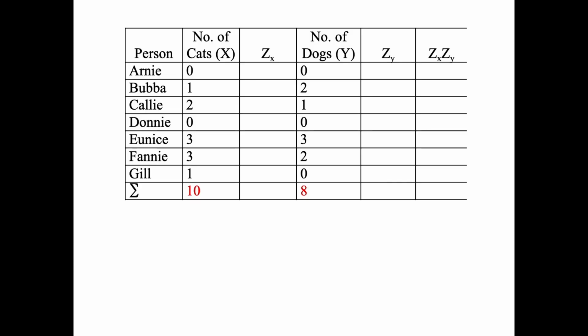So in order to convert these things to z-scores, we're going to need to know the mean for the x and the mean for the y. So what's the mean number of cats that are owned and the mean number of dogs? I went ahead and took the sum of the x's, and it turned out to be 10, divided by the n, which was 7. So the mean of the cats is 1.43. The mean of the dogs is 8 over 7, or 1.14. So I need to use this mean of x, 1.43, to convert Arnie's number of cats into a z-score for x.